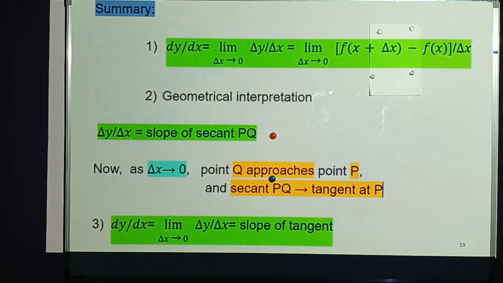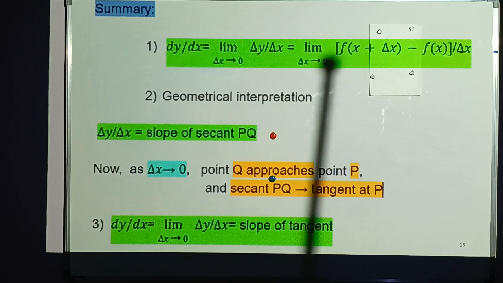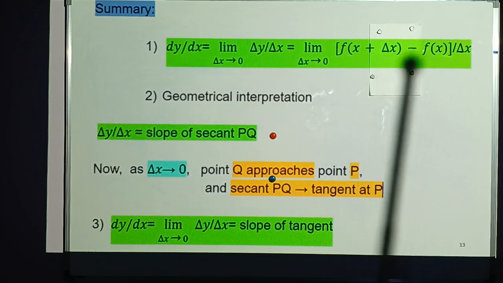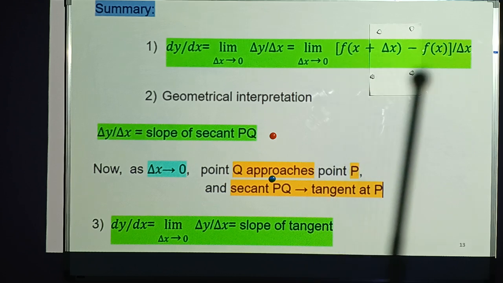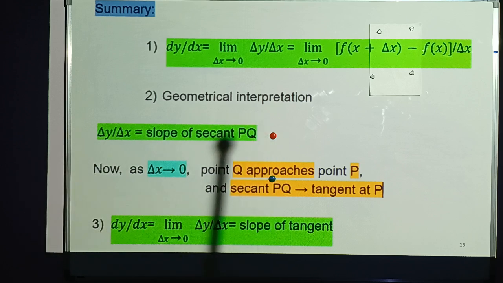To summarize, the derivative of the function dy by dx is delta y by delta x, the limit delta x to 0, and delta y is change in f value, that is y value, at the 2 points where the x coordinate is changing from x to x plus delta x. Geometrical interpretation of delta y by delta x is slope of the secant PQ. This is defined between pair of points. Here the pair of points is PQ. And as delta x tends to 0, the point Q approaches point P and the secant tends to tangent. So dy by dx at the point P is delta y by delta x in the limit delta x tends to 0, which is slope of tangent.